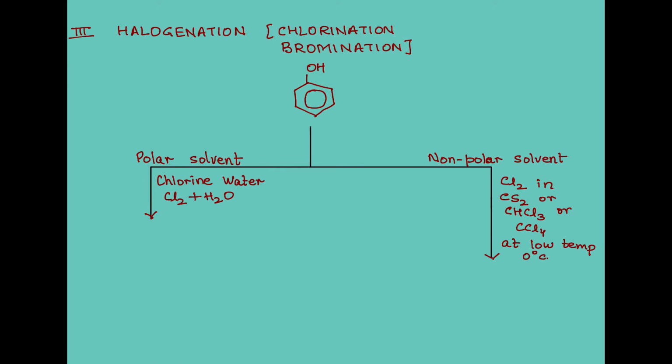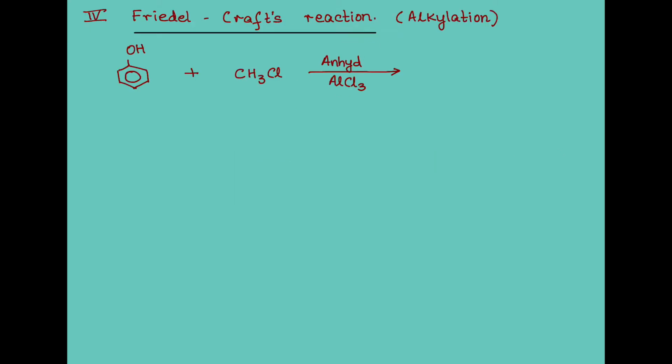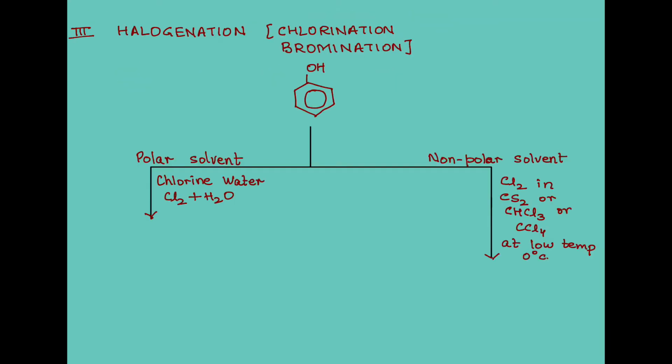Today, we shall be talking about the process of halogenation and Friedel-Crafts alkylation. Halogenation means a replacement of the hydrogen atom of the benzene ring by a halogen. And we are going to specifically talk about chlorination or bromination. How can we bring about chlorination or bromination of phenols? This can be done in two ways.